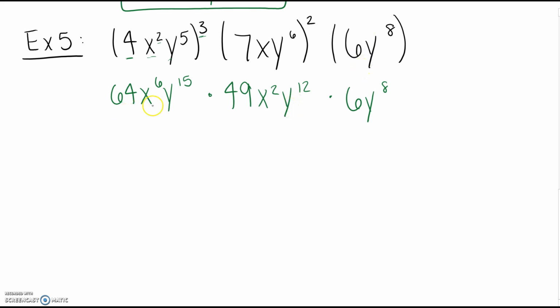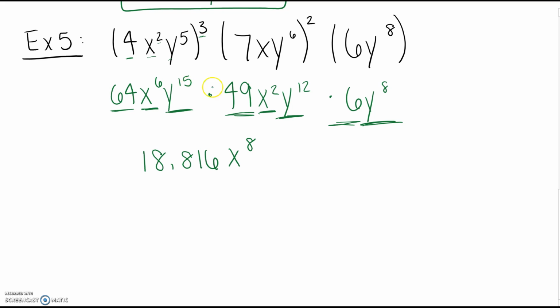The next thing you do is just multiply everything. So 64 times 49 times 6 is 18,816. X to the 6th, x squared, no x, so 6 plus 2 is 8. Y to the 15th, y squared, y to the 8th. So that's what, 35. And that's our final answer.